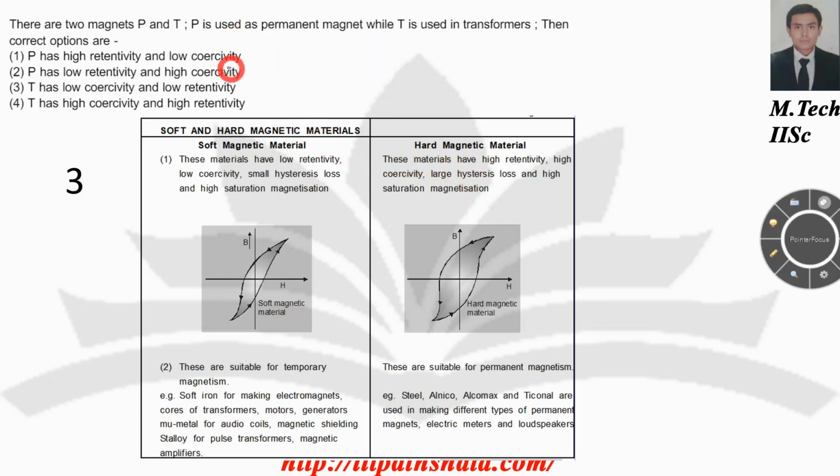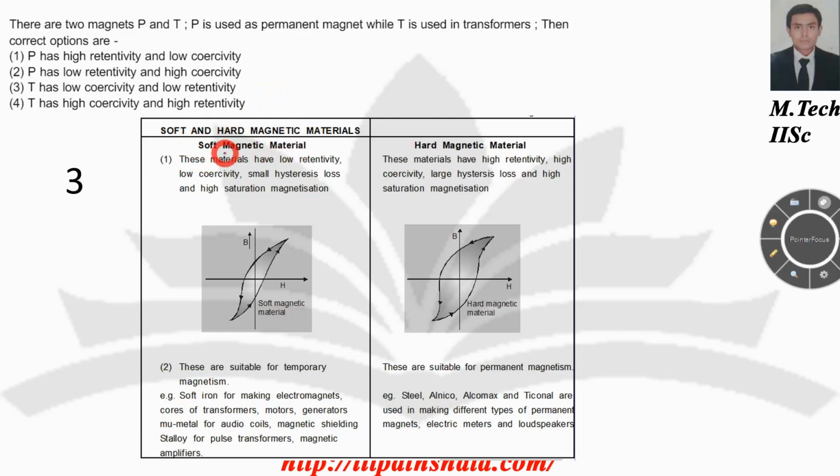In the first question, you are given two magnets P and T, where P is a permanent magnet and T is a magnet used in the transformer. He is asking which of the following four options is correct. This question is based upon the concept of soft and hard magnetic material.